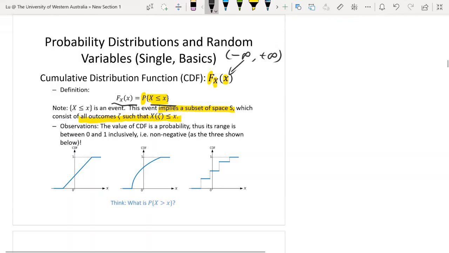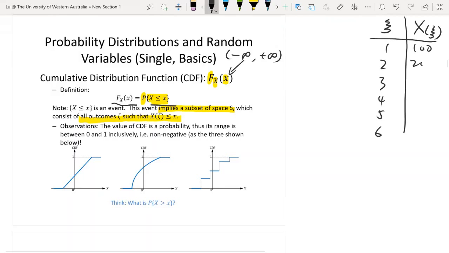For that rolling dice game, we have the outcomes, and we have the function values, or random variable values: 1, 2, 3, 5, 6. And the bonus money as the function values, like this. Now, if you want to evaluate the CDF function of the random variable X, this random variable X is the same as the random variable we introduced in that rolling dice game.